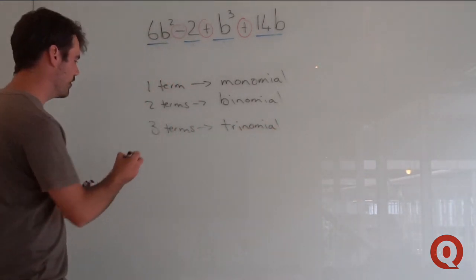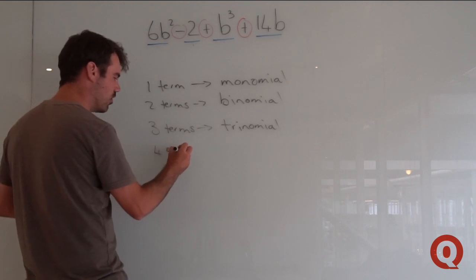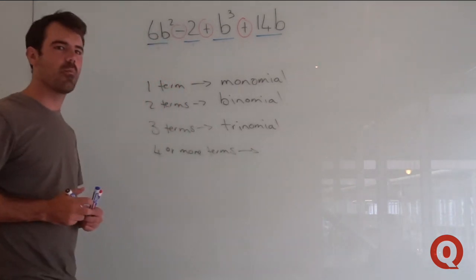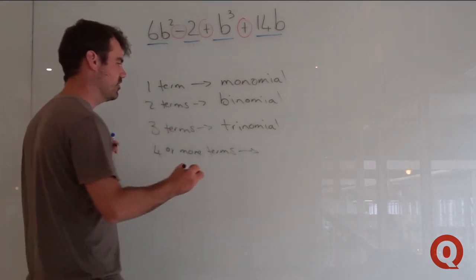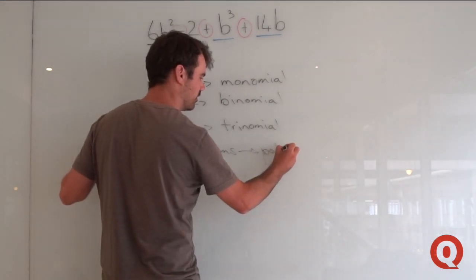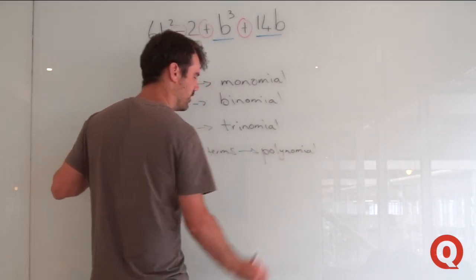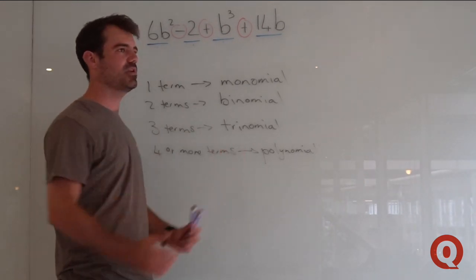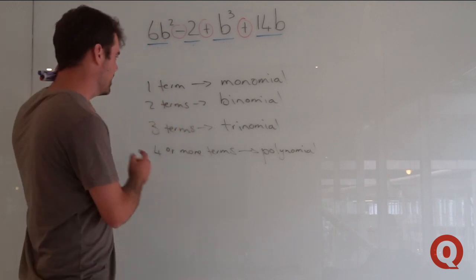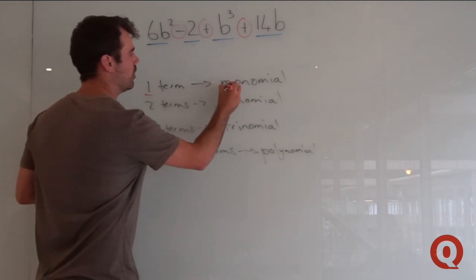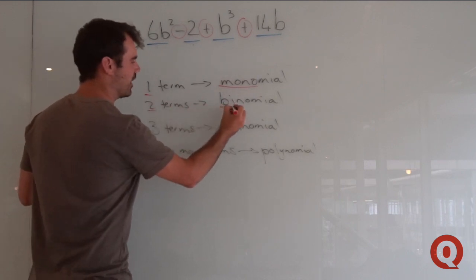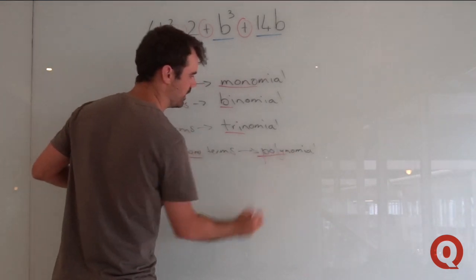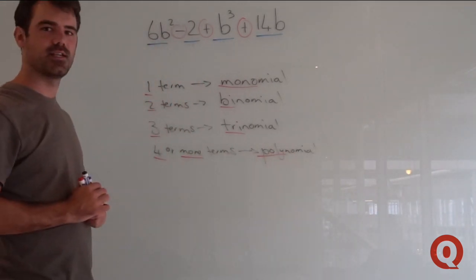A trinomial. And then 4 or more terms. Can anyone guess what 4 or more terms will be called? Well, I'll tell you, it's called a polynomial. It's not a quadrinomial like some of you might have guessed. It's called a polynomial. So 4 or more terms will just be called a polynomial. I hope that makes sense. 1 is mono. 2, bi. 3, tri. And 4 or more is polynomial. I hope that sinks in.